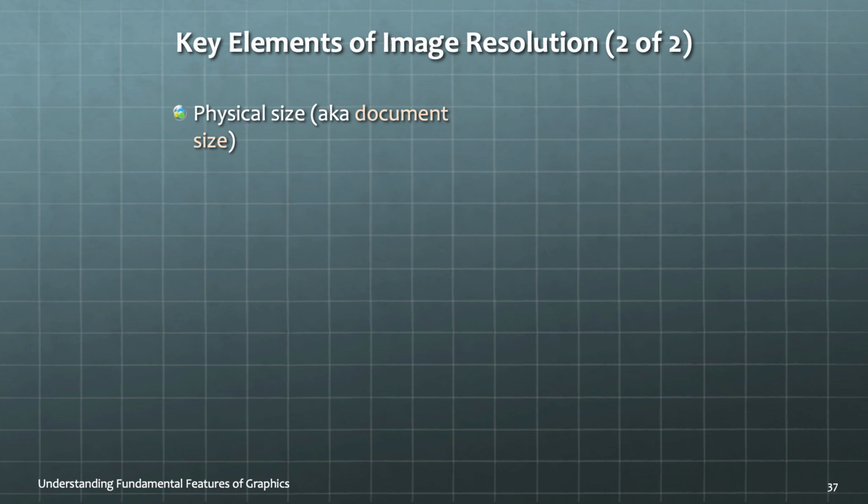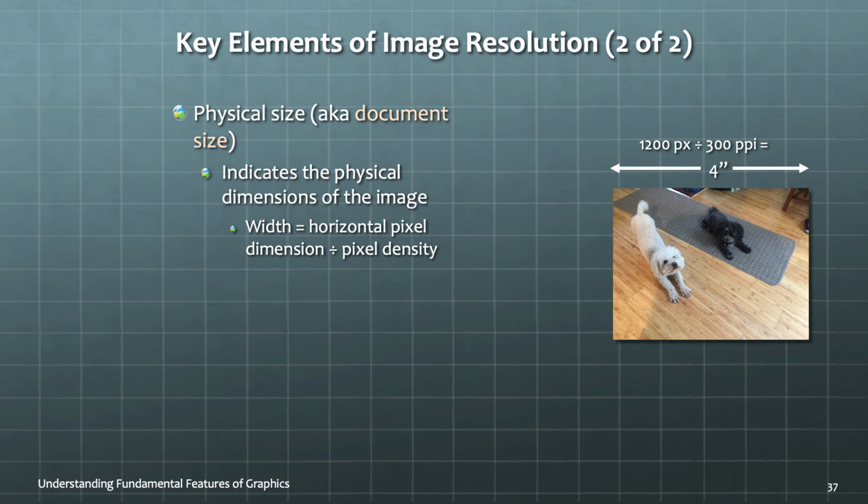The term physical size is just what it sounds like. It's also known as document size. It indicates the physical size of the image when printed or displayed on a screen. The width is calculated by dividing the horizontal pixel dimensions by the pixel density. The height is calculated by dividing the vertical pixel dimensions by the pixel density.